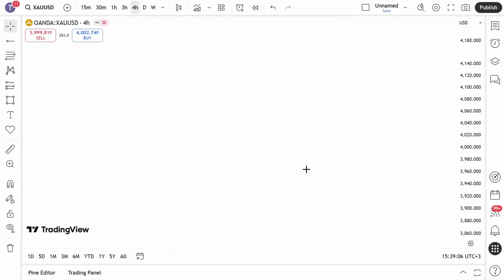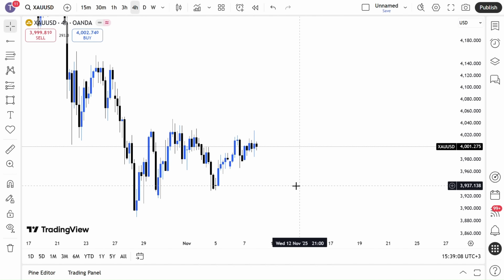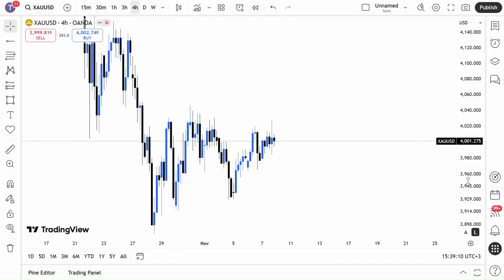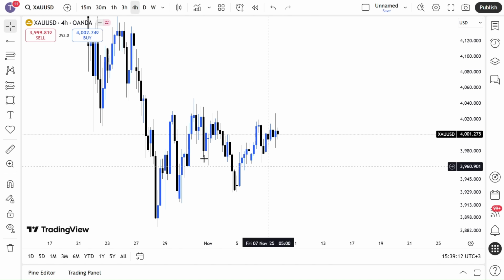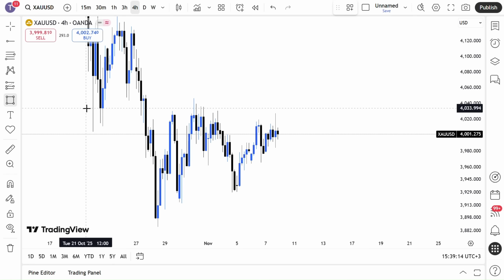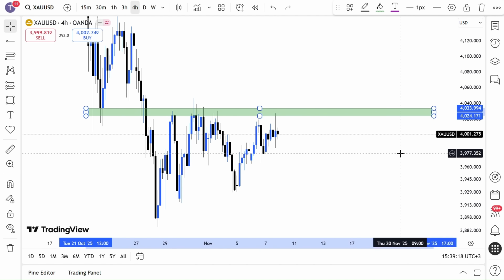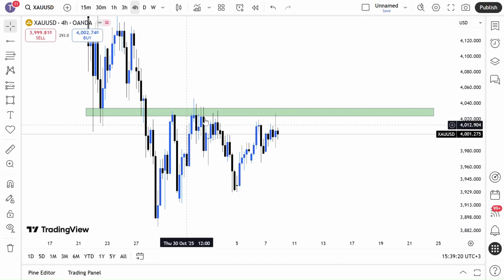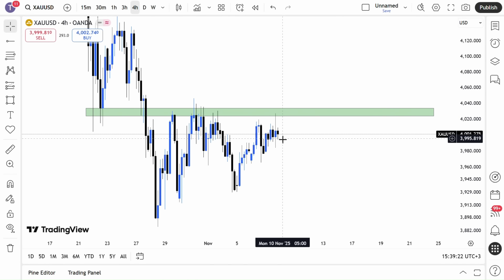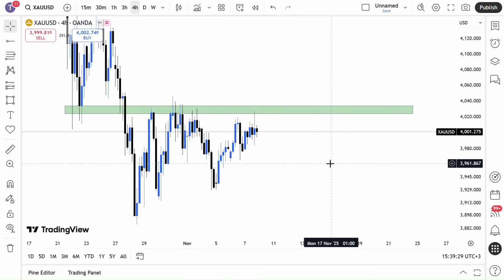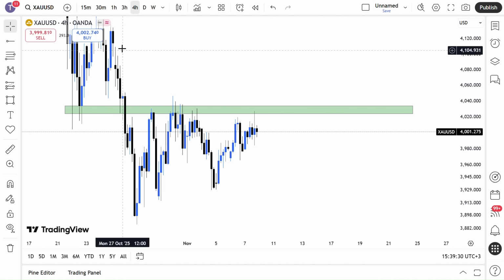Because now I do not have a clear zone for my entry on gold, since we have this consolidation and gold is struggling very hard to break this level. We can see multiple rejections from this support and resistance level, and currently also here we see the rejection at this point. So we will wait patiently to see what gold has for us.